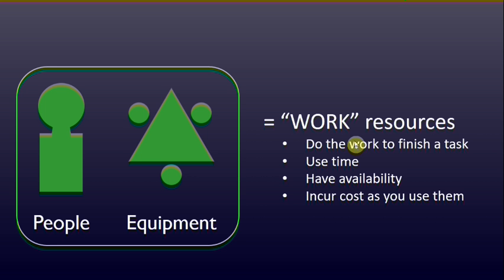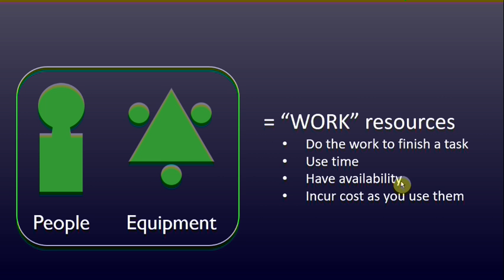So in contrast to some of our other resource categories, it matters how much time the equipment is running, and it matters how much time the people are putting in for their paycheck every week. They have this factor of availability that's very important for each one of them. One piece of equipment and one person can't really be working on two different tasks at the same time, even though we think we can sometimes, but really we can't. And they both incur a cost as you use them.